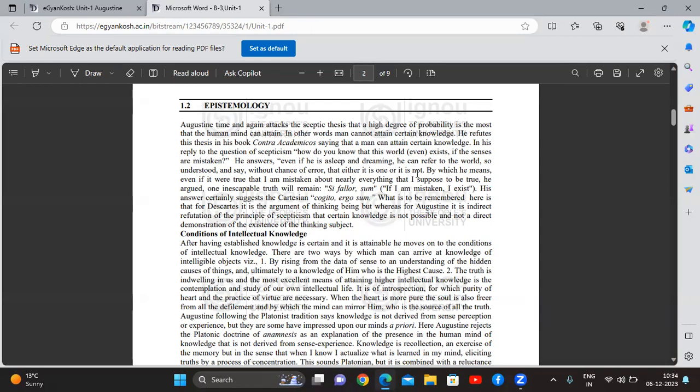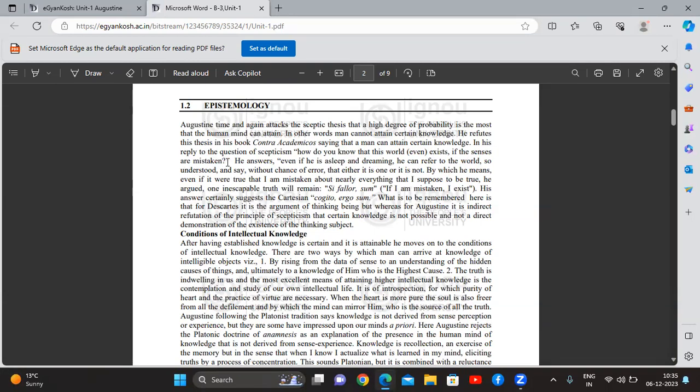अगर इंसान सोया भी होता है और इंसान ख्वाब भी देख रहा है, तब भी इंसान को इतना तो पता है कि it's me who's having the dream. It's me who's having this dream. If I am mistaken, I exist. मतलब even if I'm getting an error, if I'm getting wrong information, my senses are being misled, but I know that it's me who's being misled. So let me say that again. Let me read this again. This will make things clear. In his reply to the question of skepticism, how do you know that this world even exists if the senses are mistaken?